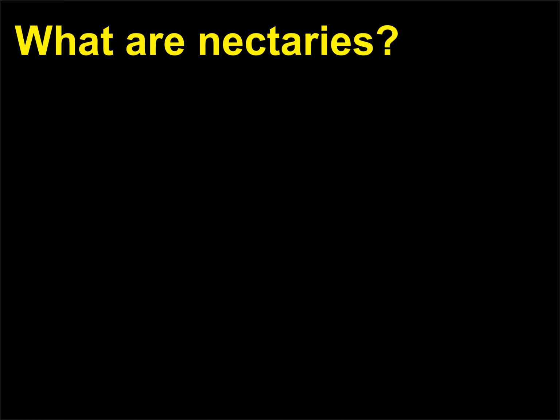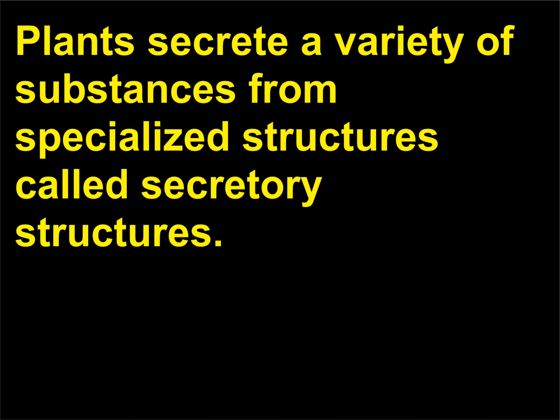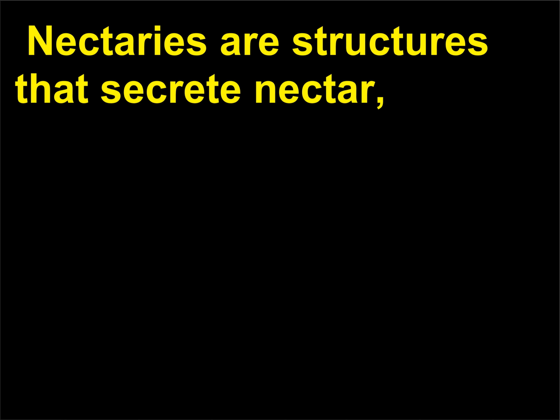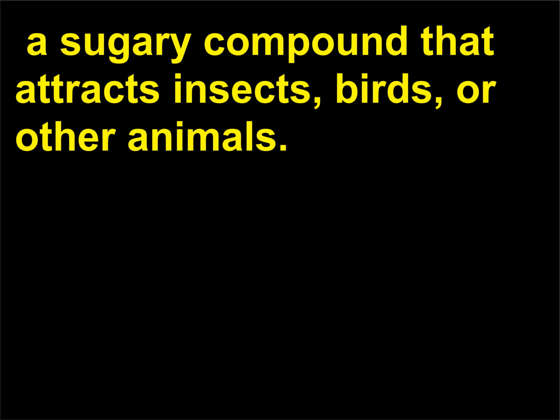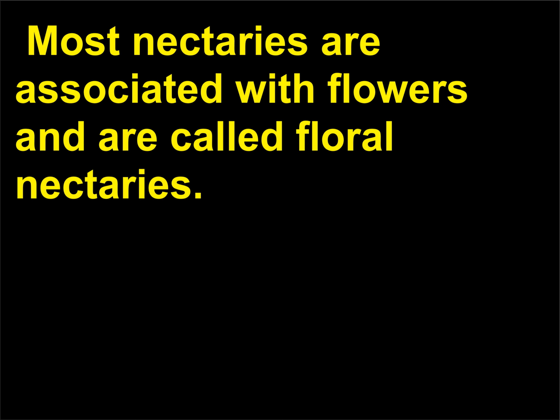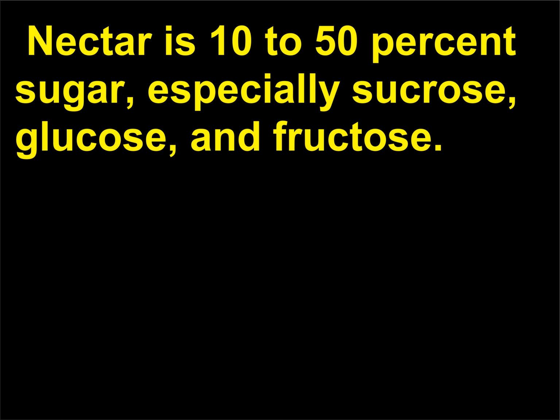What are nectaries? Plants secrete a variety of substances from specialized structures called secretory structures. Nectaries are structures that secrete nectar, a sugary compound that attracts insects, birds, or other animals. Most nectaries are associated with flowers and are called floral nectaries. Nectar is 10 to 50% sugar, especially sucrose, glucose, and fructose.